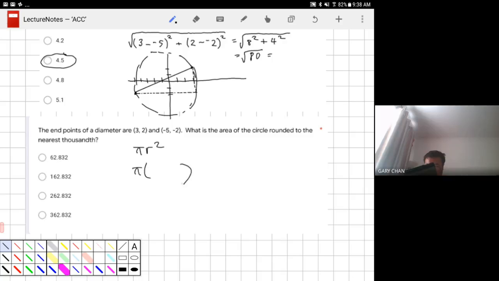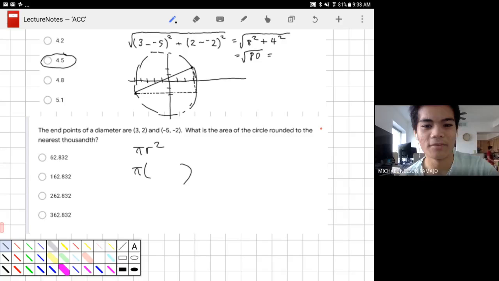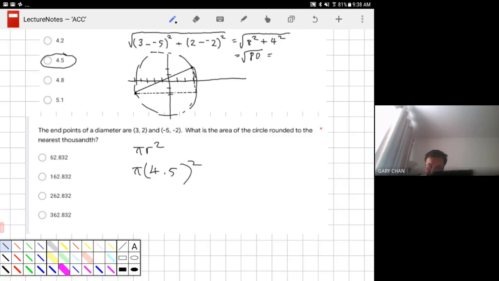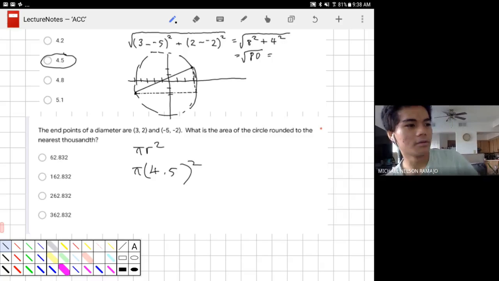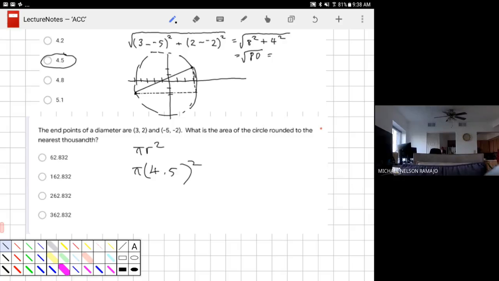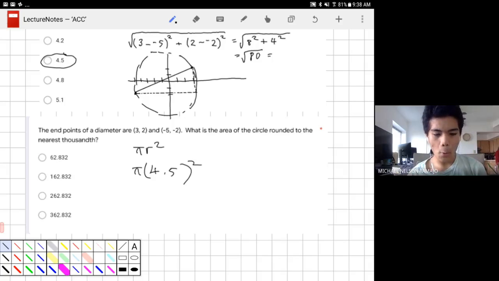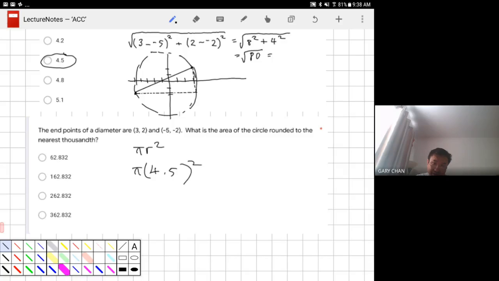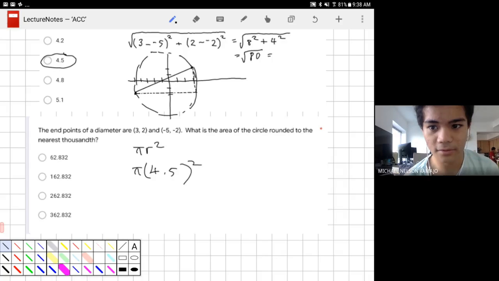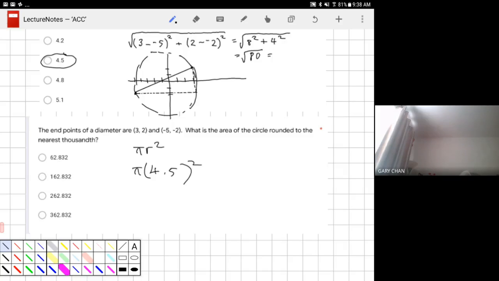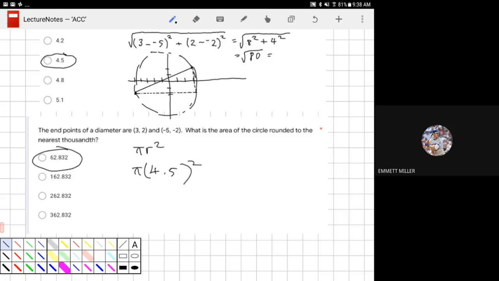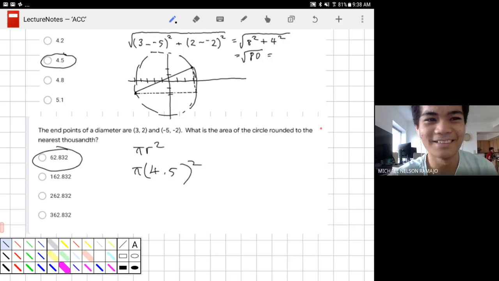So what's the radius, Michael? 4.5. Michael, can you figure it out for us? Okay, sure. Okay. 20.25. And then you need to multiply that by? Pi. And giving you? 63.585. There you go. These numbers were drastically different, so we didn't need to do anything. That's right. Yeah. Okay? Okay, got it.